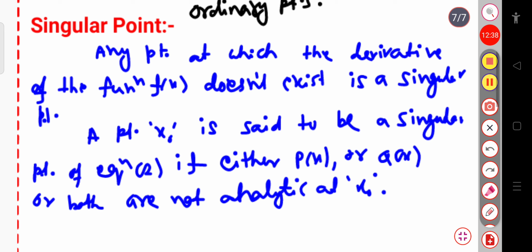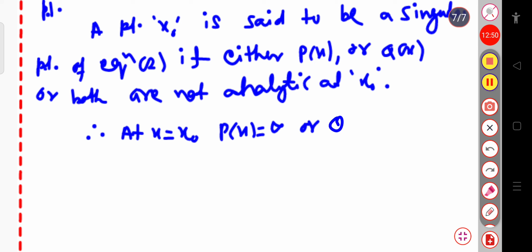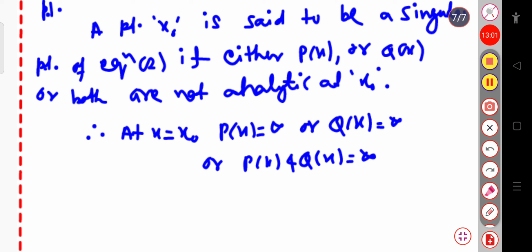Simply, at x equal to x naught, p of x may be infinite, or q of x may be infinite, or both p of x and q of x will be infinite. In that case we can say this point is called the singular point.